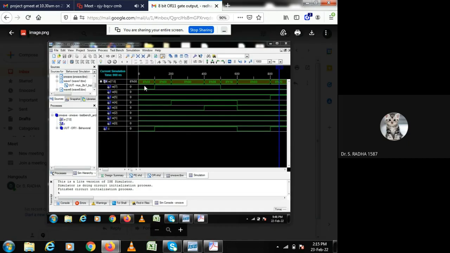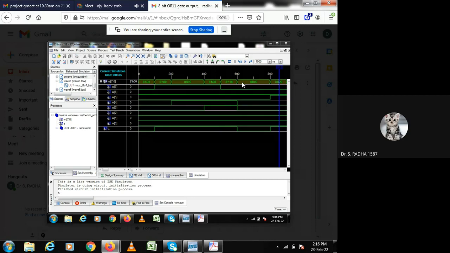So you can see here when all inputs are zeros, output is 0. Here this W7 is high. At least one input is high, so output will be high. Here also at least one input is high. Here 2 bits are high, so output is high. And this continues up to here, it is high.